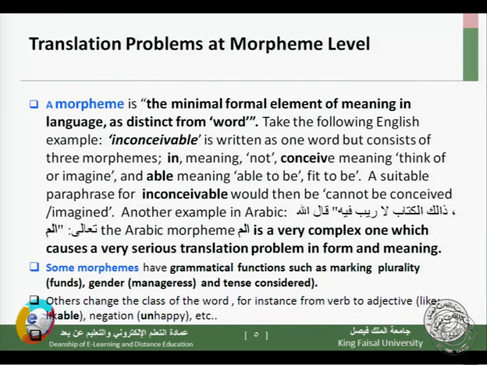Able. You add en, and it becomes a verb: able, adjective; enable, verb. Happy, unhappy. Happy is an adjective; unhappy is negative, it means sad.